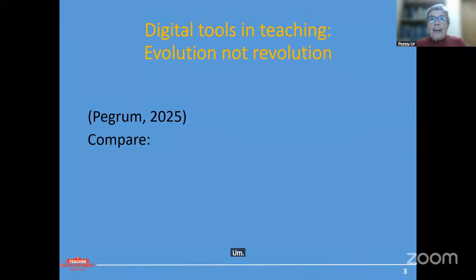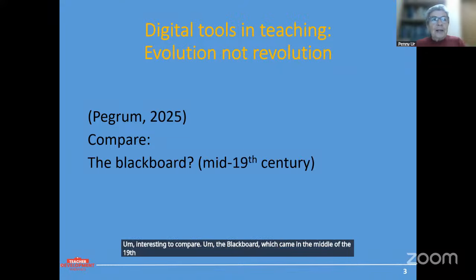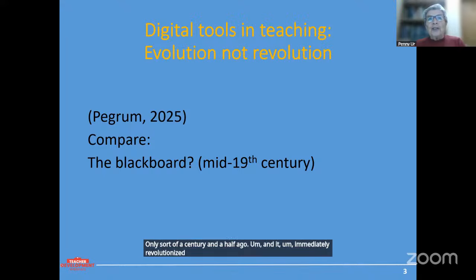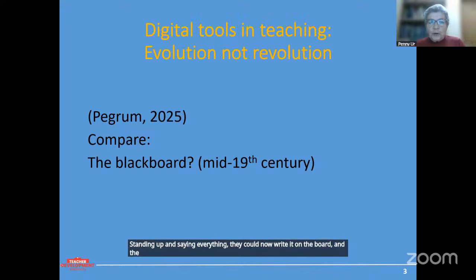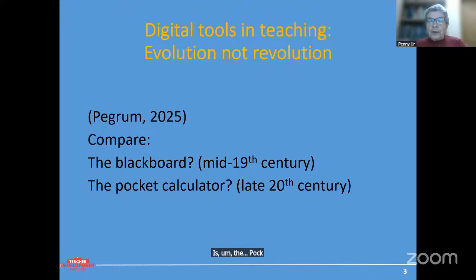Interesting to compare the blackboard, which came in the middle of the 19th century, very late actually, only a century and a half ago. And it immediately evolutionized teaching. Instead of the teacher standing up and saying everything, they could now write it on the board and the students could see it. But perhaps a more telling contrast is the pocket calculator, which was introduced in the late 20th century.